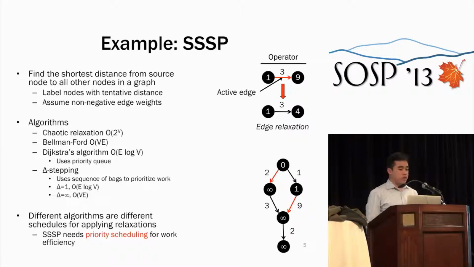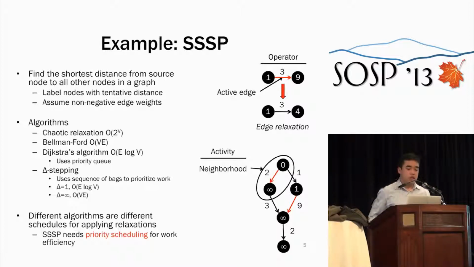One parallel implementation of SSSP is delta stepping. It uses a sequence of bags to prioritize work. Each bag stores active edges with approximately the same distance label. What we see here is that different algorithms are just simply different schedules applying the same operator, namely the edge relaxation operator. And for SSSP in particular, we need priority scheduling for the most work-efficient algorithms.